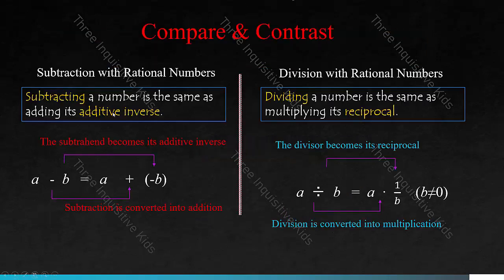Compare and contrast. When we're subtracting with rational numbers, subtracting a number is the same thing as adding its additive inverse. So the subtraction is converted into addition, and the subtrahend becomes its additive inverse. When we're dividing with rational numbers, dividing by a number is the same thing as multiplying by its reciprocal. Division is being converted into multiplication, and the divisor becomes its reciprocal.